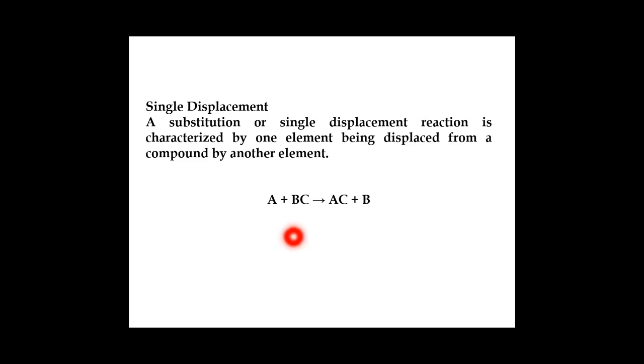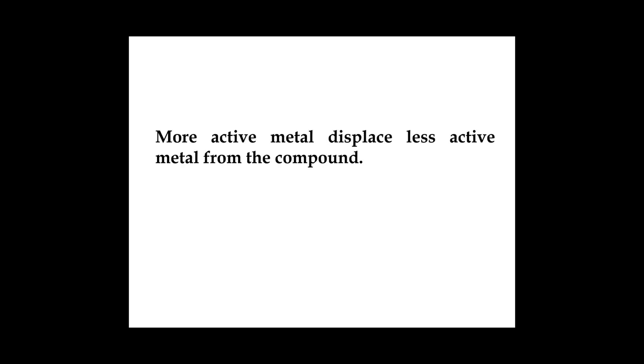A displaces B from its compound. A occupies B's place so that it forms a new compound AC. So this is known as single displacement reaction. In single displacement reaction, one element displaces another element from its compound. Usually, a more active metal displaces a less active metal from the compound.